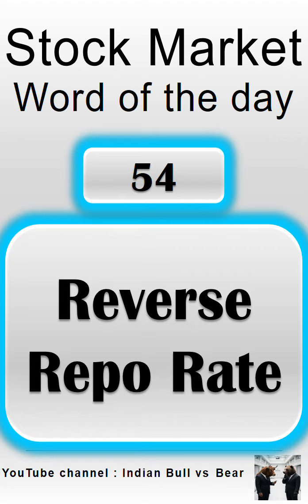Conversely, if the RBI wants to inject more liquidity into the system, for example, to stimulate economic growth during a slowdown, it might reduce the reverse repo rate. A lower rate makes it less appealing for banks to park funds with the RBI, encouraging them to lend more to the economy.